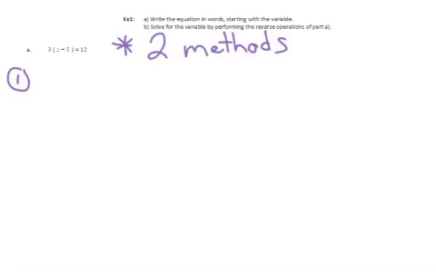Example 1, write the equation in words starting with a variable. Part B, solve for the variable by performing the reverse operations of Part A. So if we look at this example in A, it says 3 times z plus 5 equals 12. There are two methods that we could solve this equation here. If we start with part A, write the equation in words starting with a variable, we'll do one of the methods first and then we'll look at the other one here.